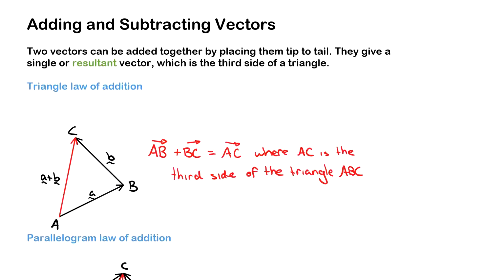Also notice that vector A joins the tail of vector B. This shows that we are adding the two vectors to get the resultant vector A plus B. Also notice when we're describing vectors such as vector AB, we have an arrow on top. This arrow shows we are leaving point A and going to point B.